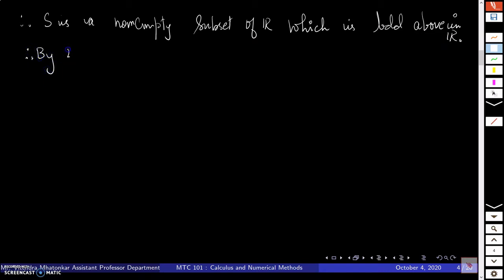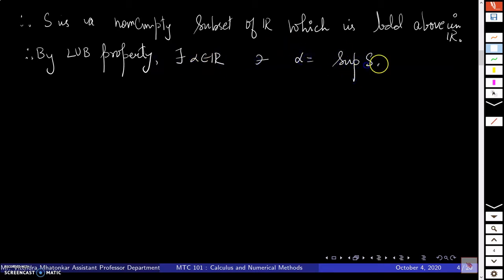So our least upper bound property tells us that there exists a real number alpha in R such that alpha is equal to the supremum of the set S. Fine. So alpha is nothing but you can also say least upper bound of S. Alpha is the smallest upper bound of S. If alpha is the smallest upper bound of S, then anything less than alpha cannot be an upper bound for S.